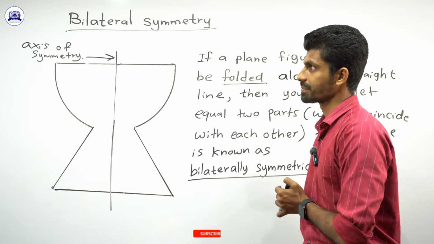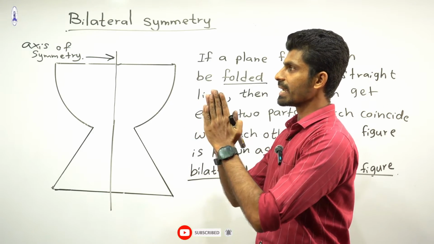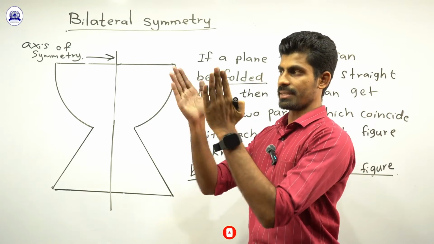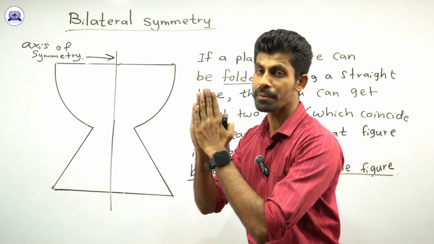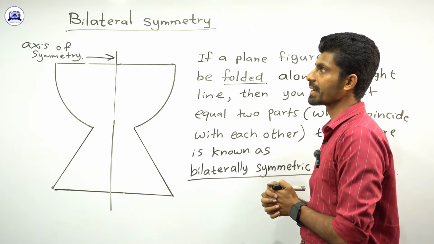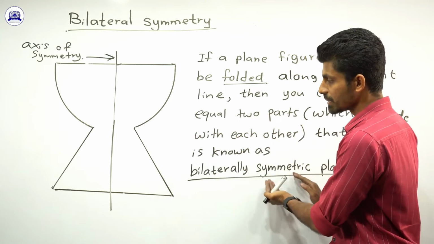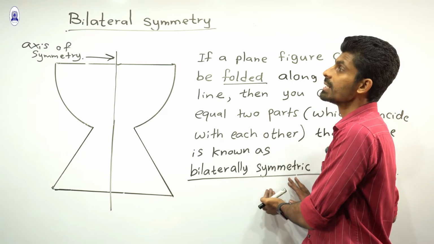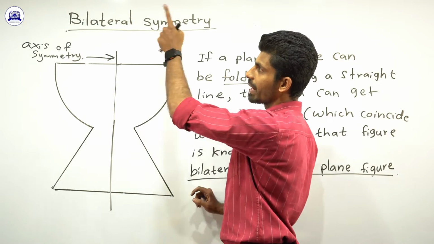Bilaterally means you can get only two parts. Bilaterally, when folded exactly in two, there are only two parts. Right, bilaterally symmetric plane figure. Then quickly draw this one and note it down in your lesson book, and draw this axis as well, right?